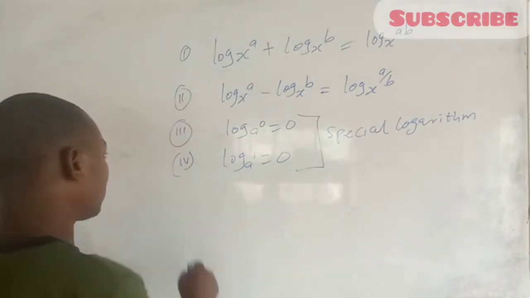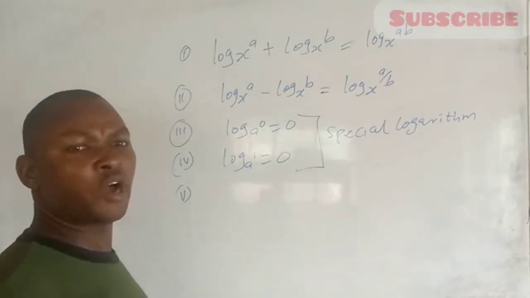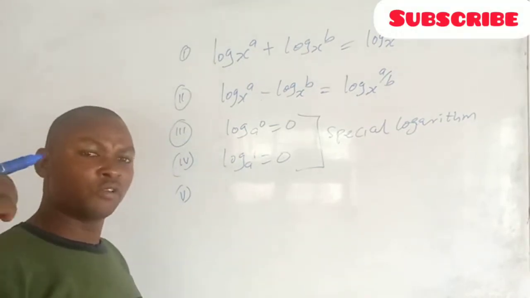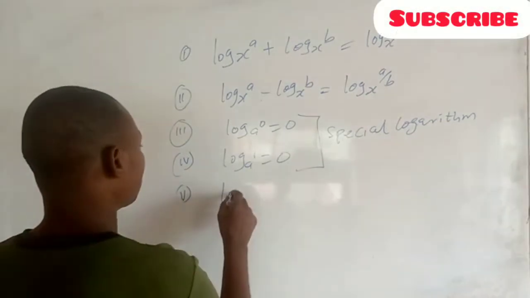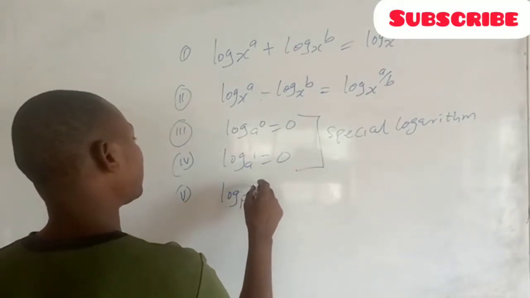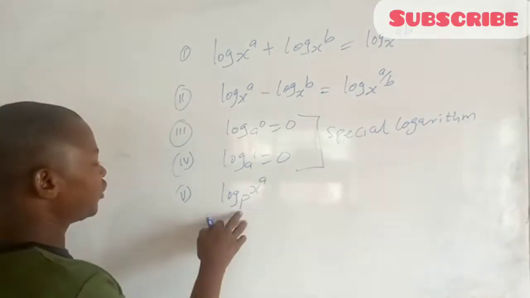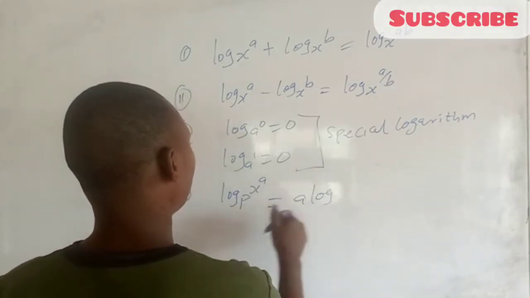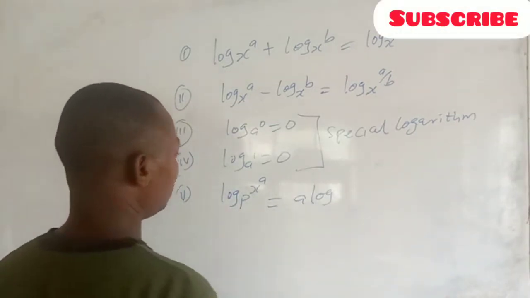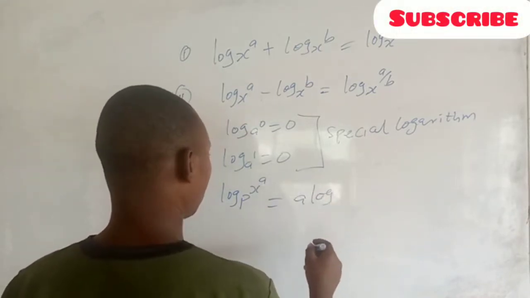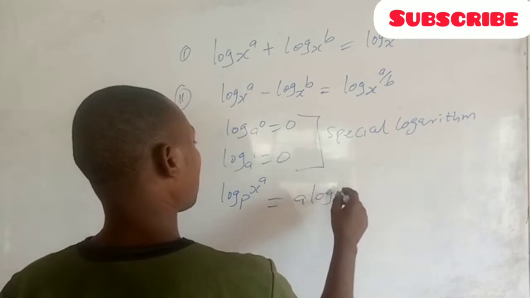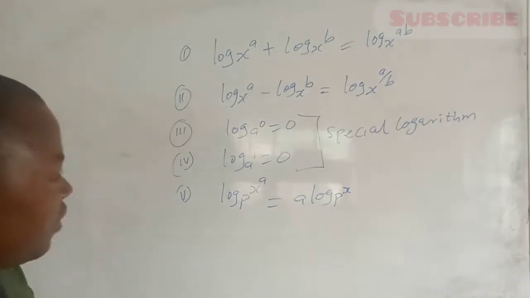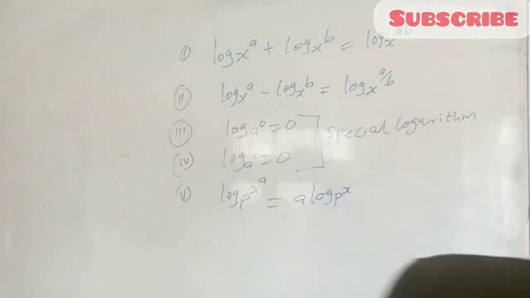Okay, so we have another one: log of double power. We drop one power to the front. So we have log of x to the power of p and s. You can see that this is the base and we are having two powers. So this one will come to the front here. So this is log of double power.